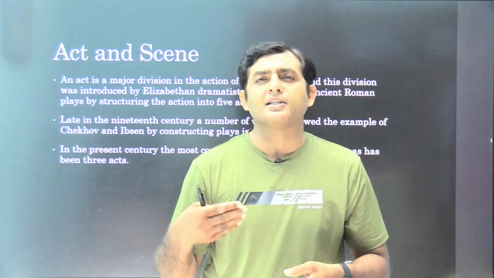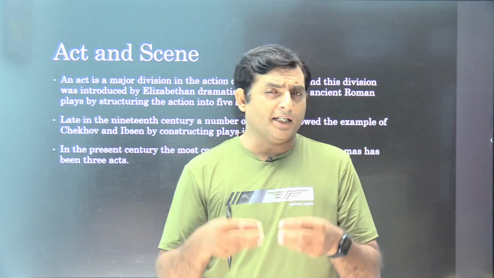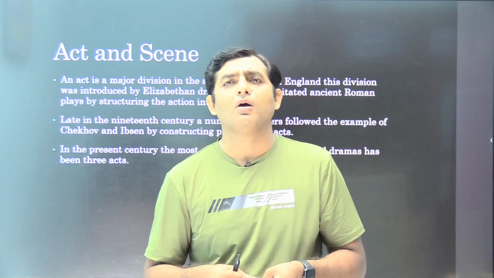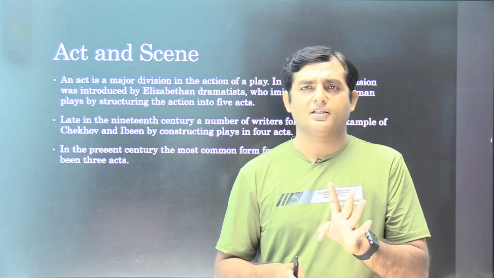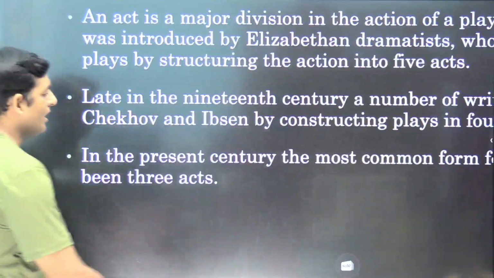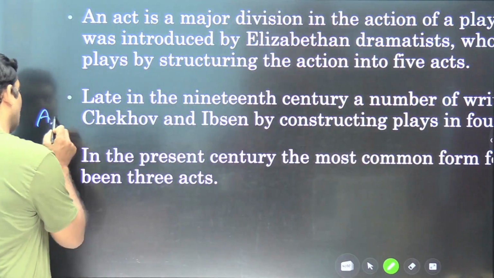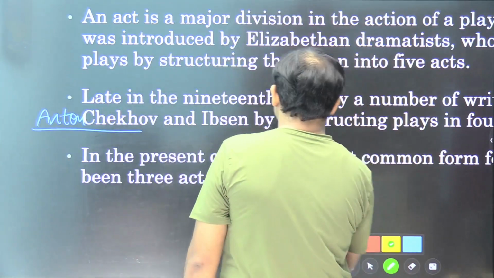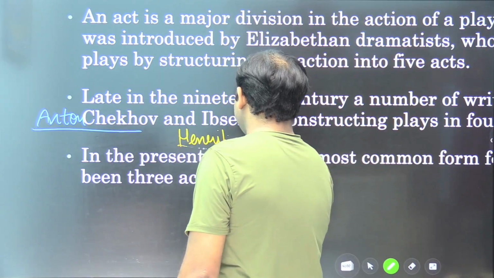After the Elizabethans, in the 17th and 18th centuries, the plays were divided on the same pattern. In the 19th century, plays inspired by the Russian playwright Anton Chekhov and the Norwegian playwright Henrik Ibsen were divided into 4 acts. Anton Chekhov was a Russian playwright and Henrik Ibsen belonged to Norway.